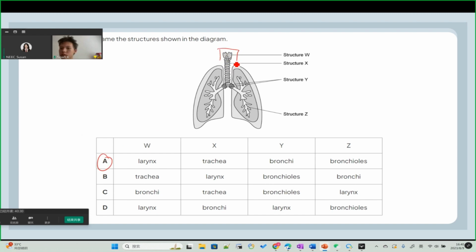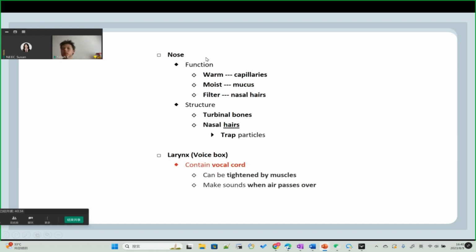So the structure here is called larynx. And then we're going to talk about the function and adaptations for each of the structures. The nose has three main functions: to warm, moisten, and filter the air that you breathe in. Warming is caused by the good capillary supply, because the blood is warm and provides heat in order to warm your air.